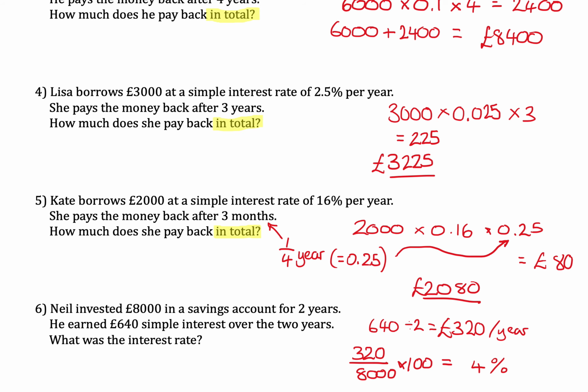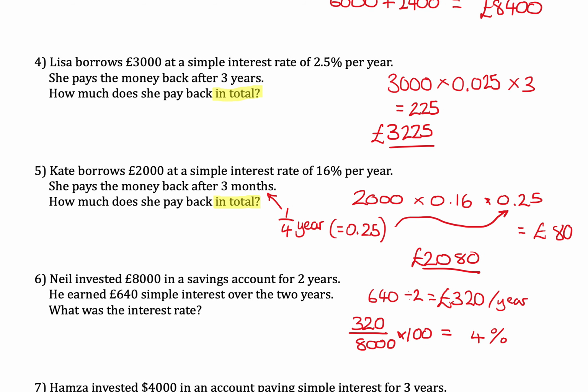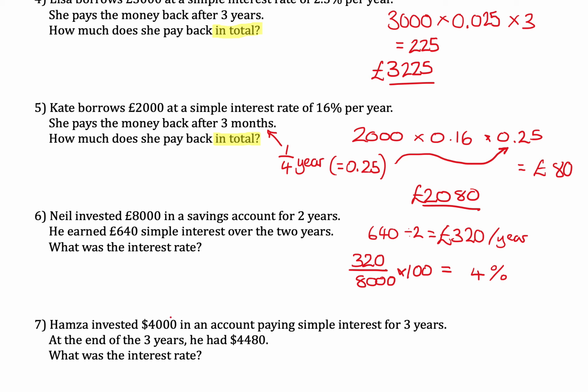And the final question, just see if I can scroll down to it. Okay, Hamza invested £4,000 in an account paying simple interest for 3 years, and at the end he had this in total. This is dollars. So very much like the question above, except they've not given us the amount of interest, they've told us what the total amount is. But it's very easy to work out the amount of interest. So the amount of interest is $480. I'm sure you don't need me to explain how I got that. And that was over 3 years.